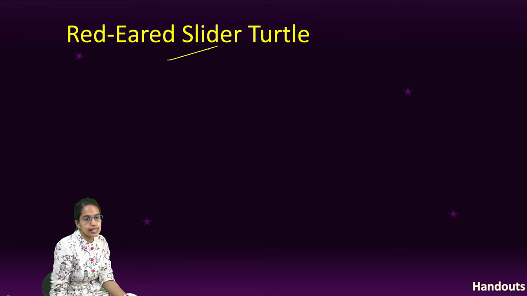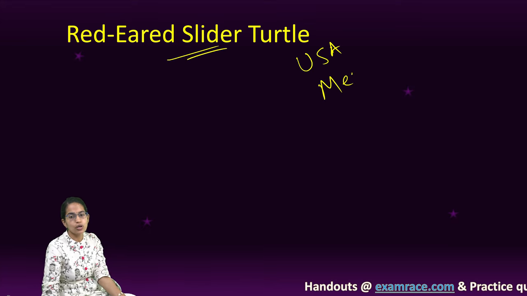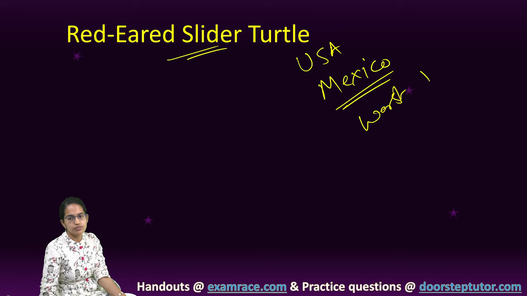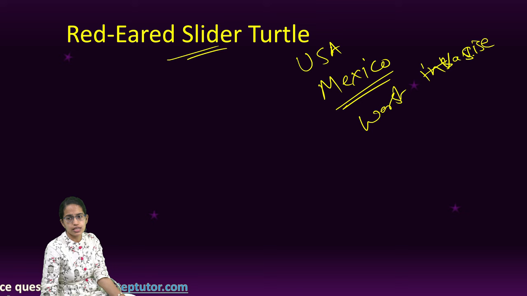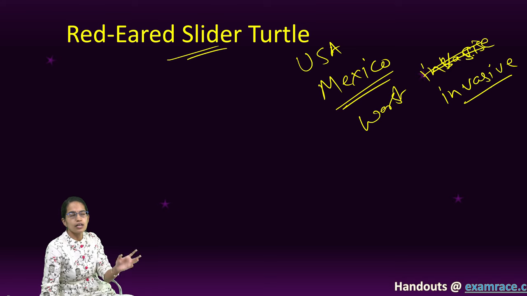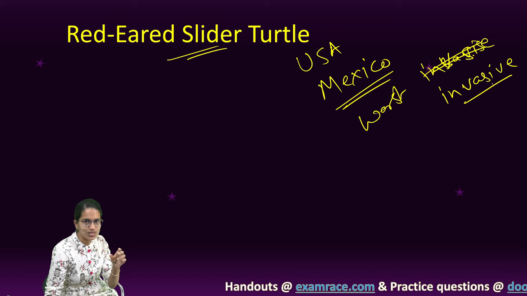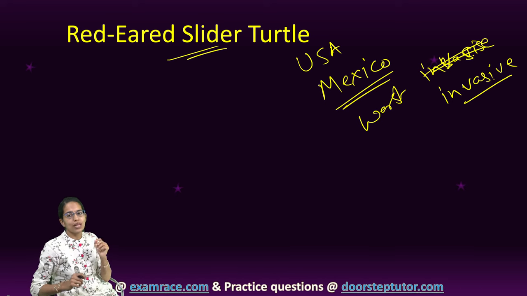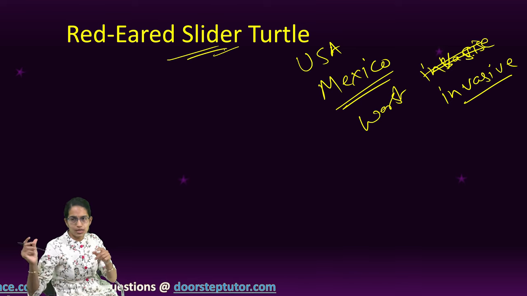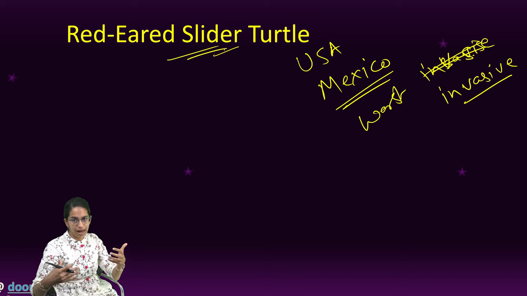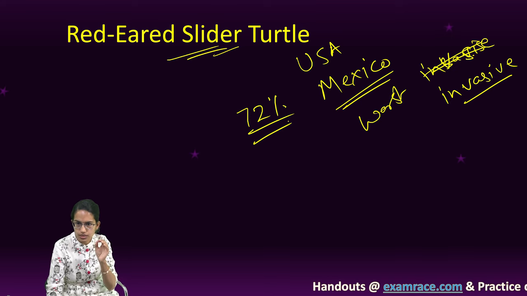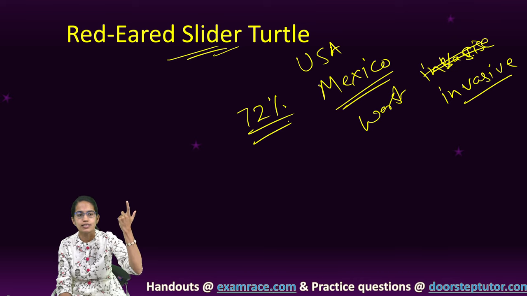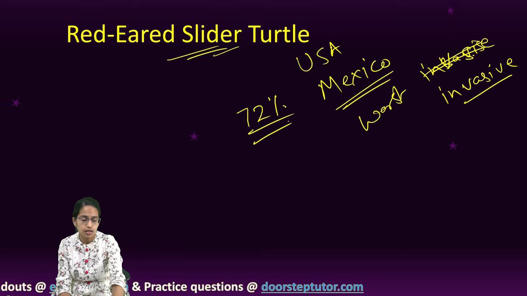The next is the red-eared slider turtle. It is native to the United States and northern Mexico, but it is one of the worst invasive species, a very small species of turtle. It can fit into even a small matchbox. They are green in color with a red ear, and therefore called red-eared slider turtle. They can multiply very fast and eat a lot of plants. Northeast India, which is home to nearly 72% of turtles and tortoises, is where in the Brahmaputra we have seen a rapid increase in these red-eared slider turtles, which is affecting the phytoplankton of that region.